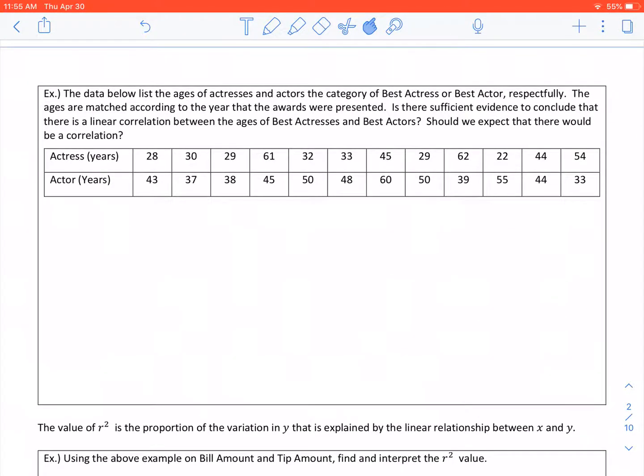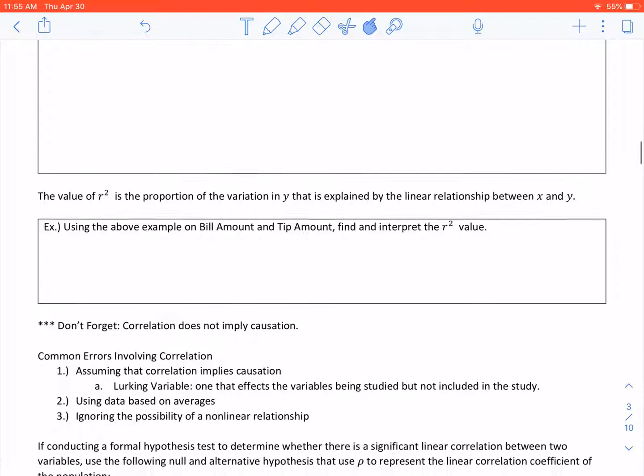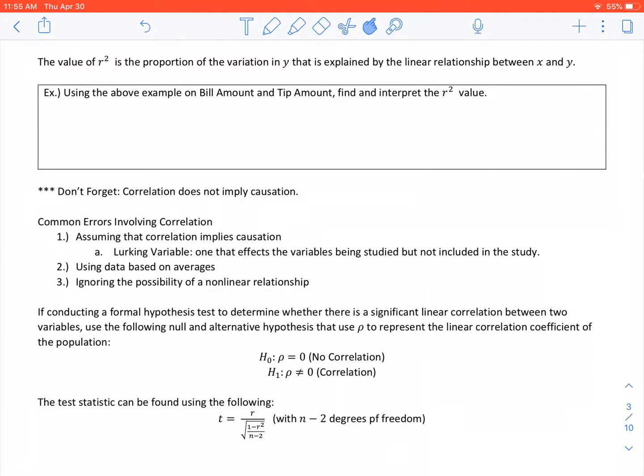It says the data below is the ages of actresses and actors. And this problem I'm going to leave for us to do together during our mini lectures. The value of r squared is the proportion of variation in y that is explained by the linear relationship between x and y. And there's an example here that we'll look at together. And then I gave you guys a starter. This is back from chapter 1 and 2.